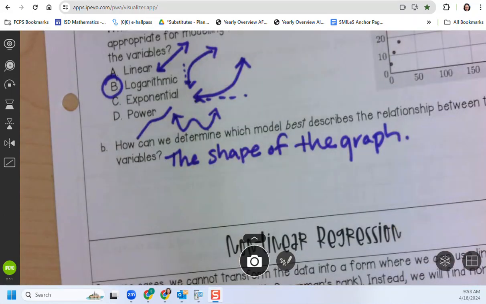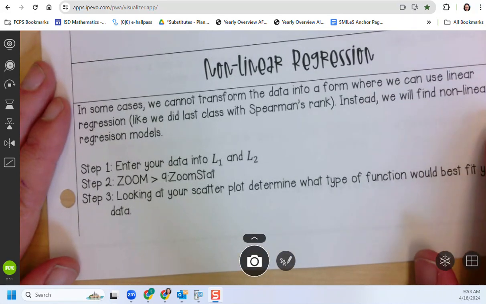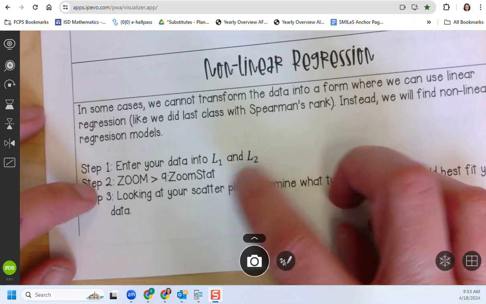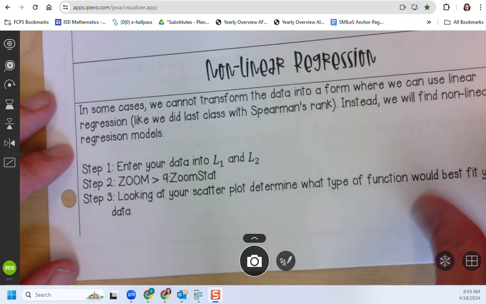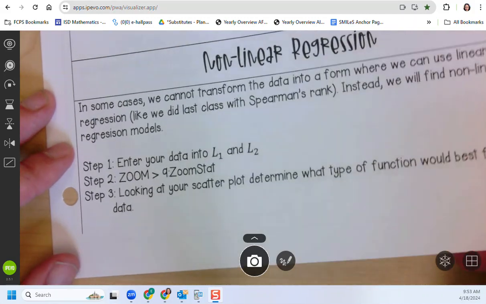Okay. So down here, we're given the steps for nonlinear regression. And it starts the same way as linear regression, putting your data in your lists, and then choosing zoom stat and looking at your scatter plot. Sometimes you have to turn your stat plot on, especially if your memory's been cleared.